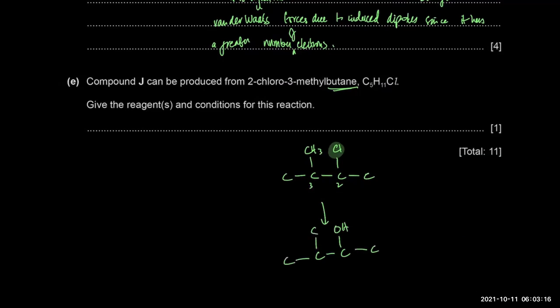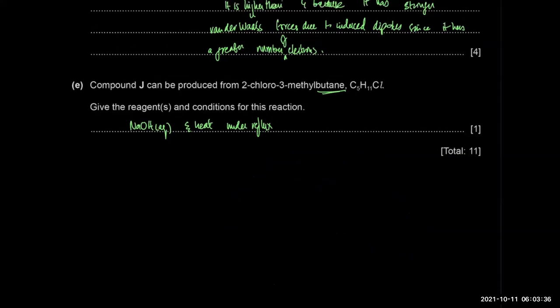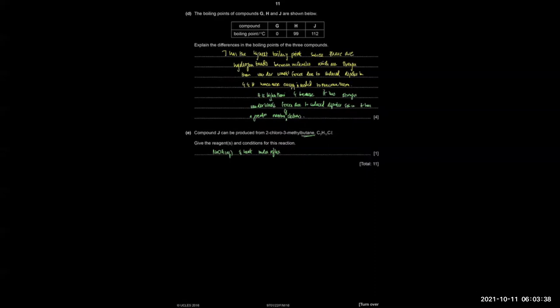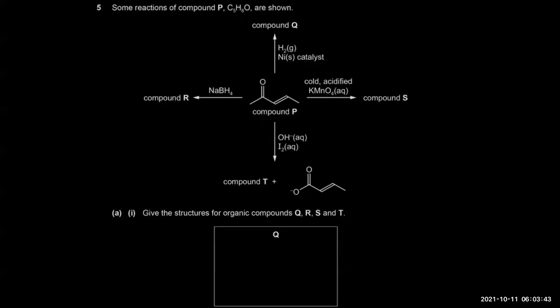So how do I do this? Give the reagents and conditions. I use NaOH aqueous and heat under reflux. This is nucleophilic substitution, hydrolysis of halogenoalkanes. NaOH aqueous and heat under reflux. There we go. Last question, question number 5. Some reactions of compound P, C5H8O are shown.